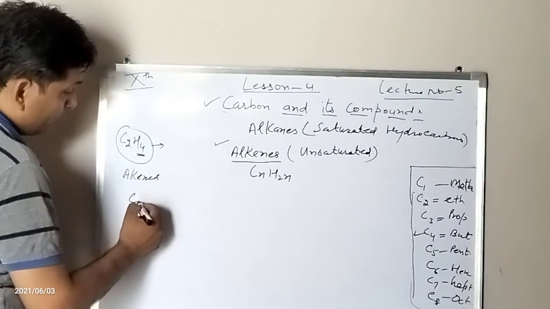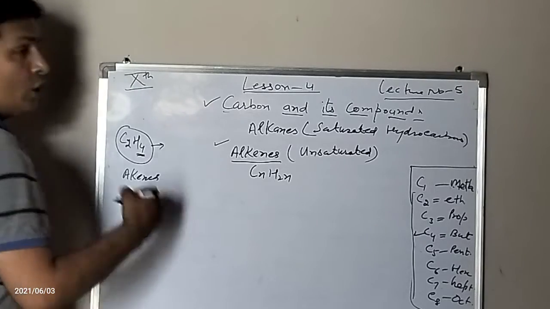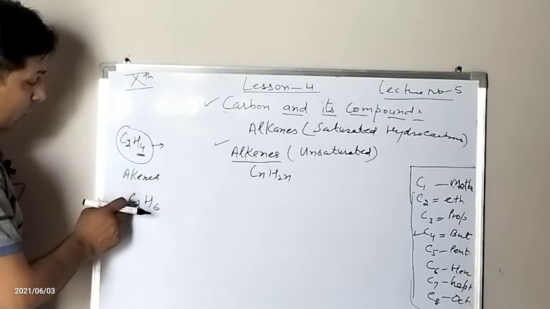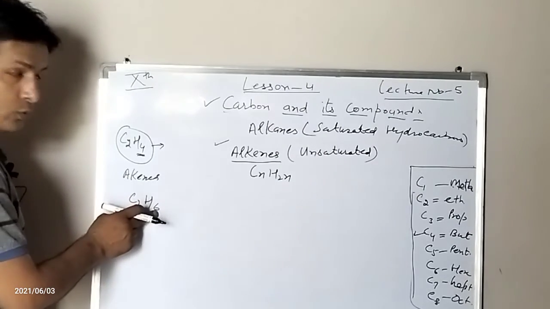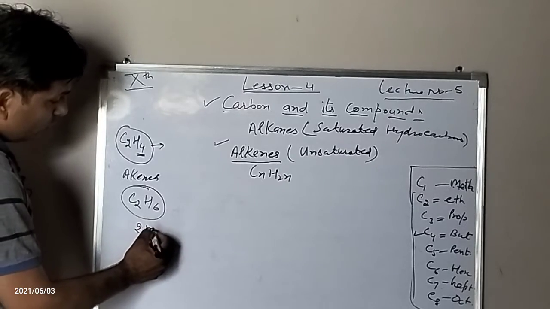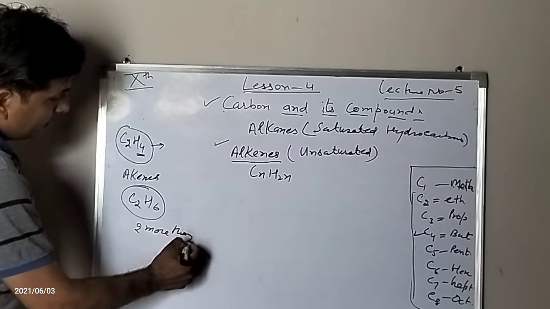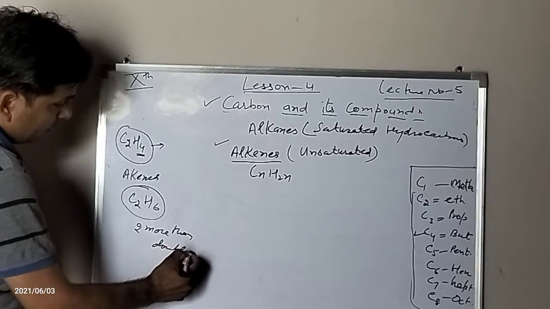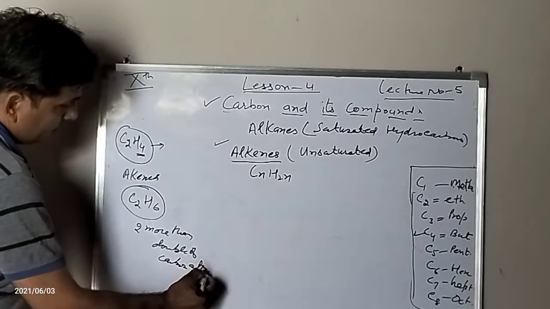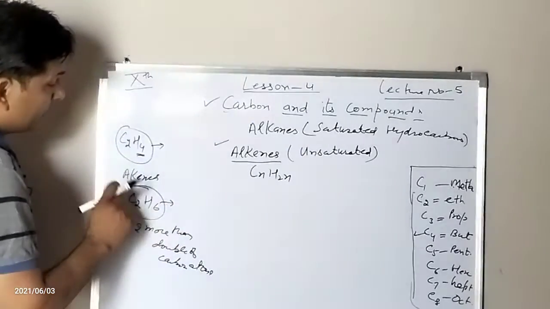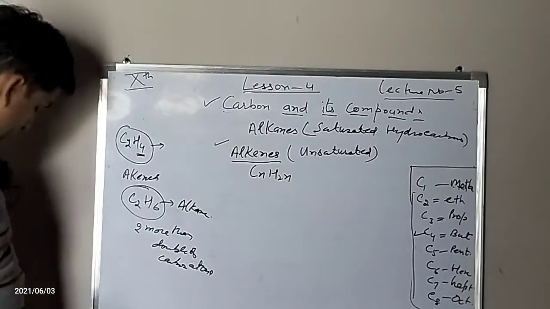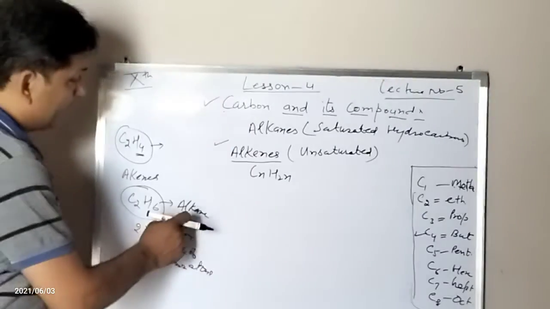If the number of hydrogen atoms is 2 more than double the number of carbon atoms, like 2 into 2 plus 2, that is 6, you immediately can conclude that it is an alkane.